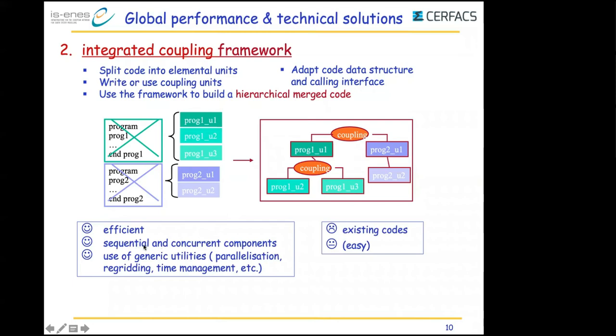As I said, sequential and concurrent components are supported, and you can of course use all the utilities that come with the framework. But the drawback is that it's not that easy to implement with existing codes, because you have to split them into elementary units to adapt the data structure and calling interface. But still, I think this is probably the best solution in a controlled development environment. That is, if you can agree between all the people developing the models that you agree to use the same coding standards, and the same framework.